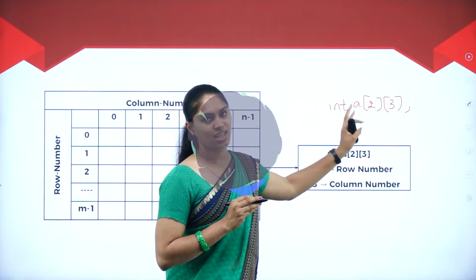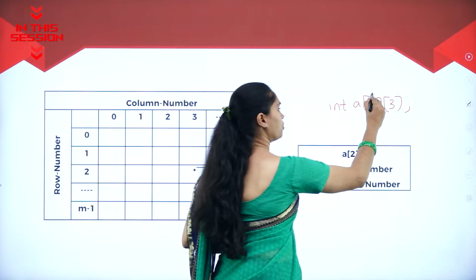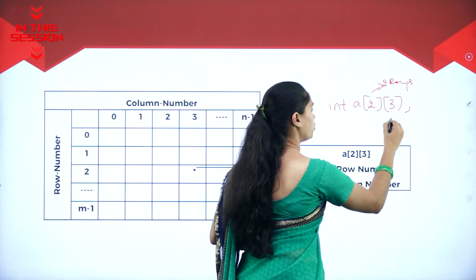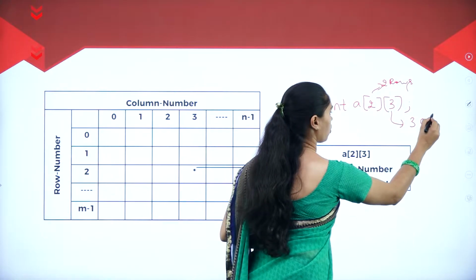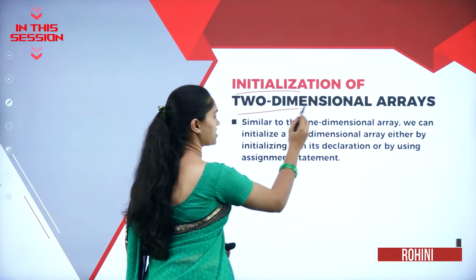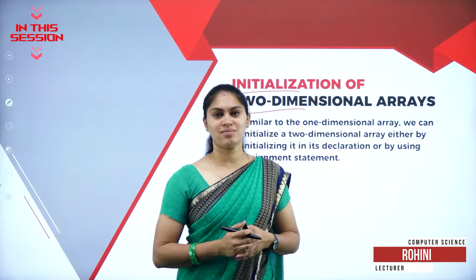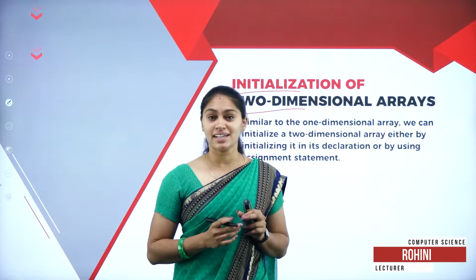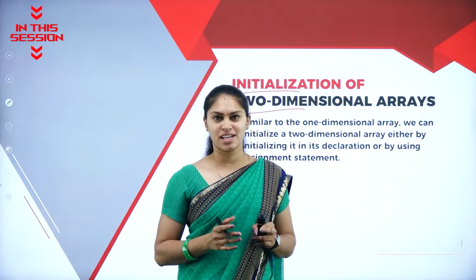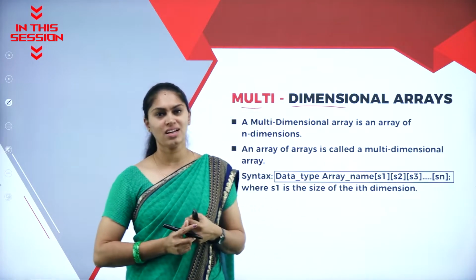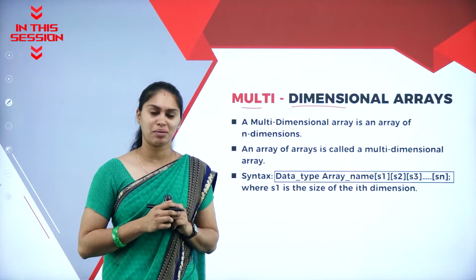This two-dimensional array is going to hold 2 rows and 3 columns. So what do you mean by initialization? That is nothing but giving some initial value to the array at the time of its declaration itself. Any array which has more than 2 dimensions will be termed as what? Multi-dimensional array.